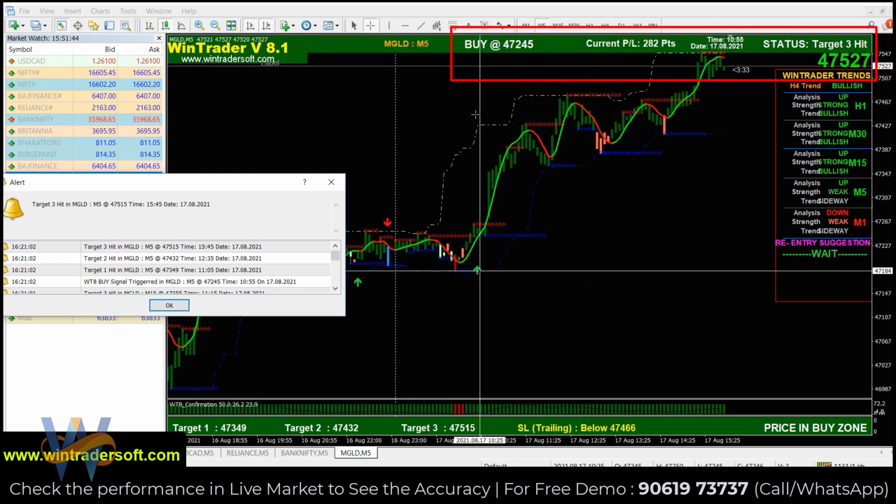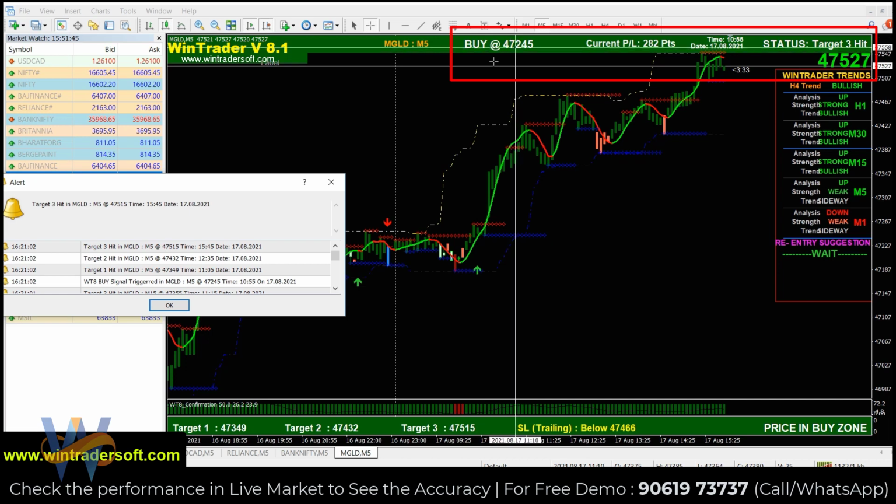Actually we got a buy signal at 47,245, and the current profit and loss, profit ratio, and profit points you can check there also. And we got the buy at around 10:55, and you can see the time and date also, 17th, today's date. And as per that signal, all targets have been achieved. You can see the status also, the target has been achieved.